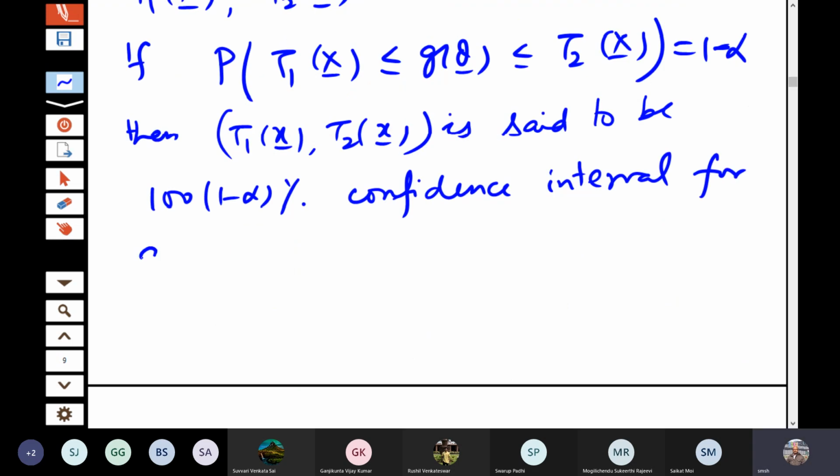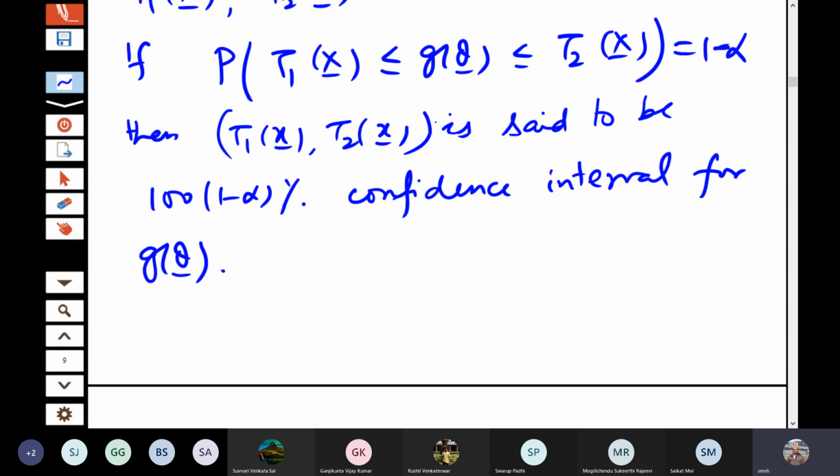What is the meaning of this? It means that, suppose I say alpha is equal to 0.05. If I have taken 100 samples, then out of 100 samples, the interval T1(x) to T2(x) will contain the true parameter value at least 95% of the time. So this is the meaning of the confidence interval.